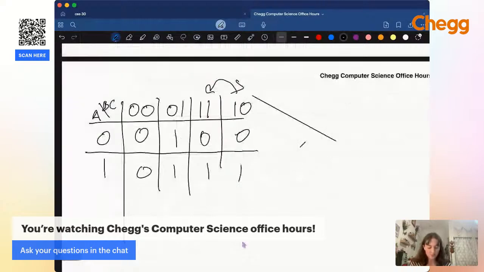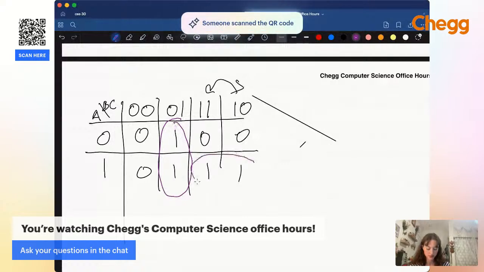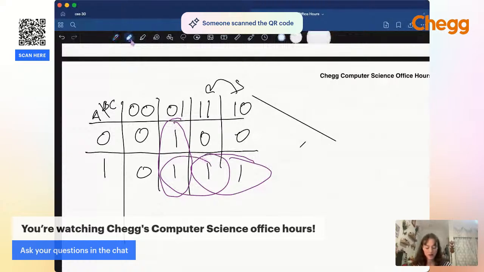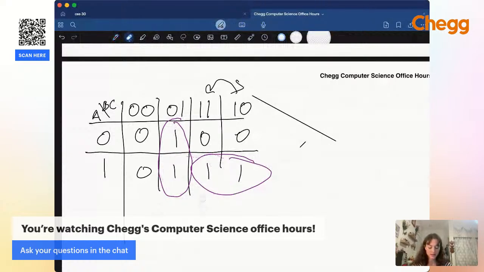So K-maps, you make rectangles, and you do shapes. I'm gonna identify a couple things that I see. So this is one, and this is one. This is also one, but that's kind of redundant because it's covered by the other two. So you wanna make as few shapes as you possibly can, and that will help you simplify it.